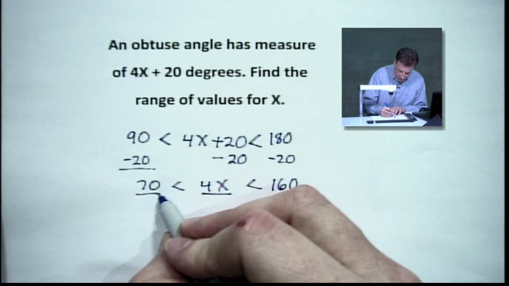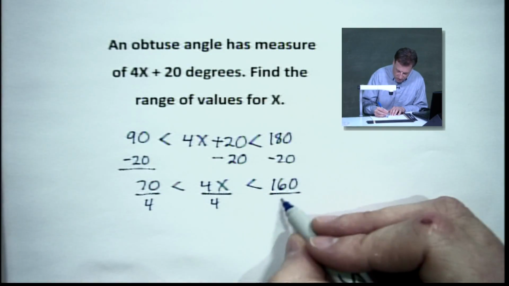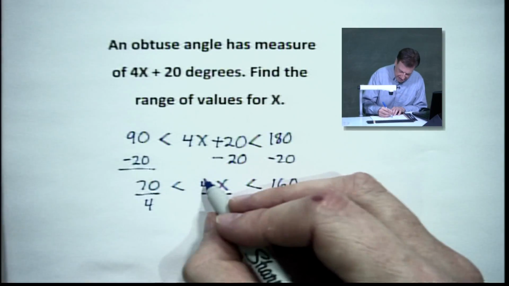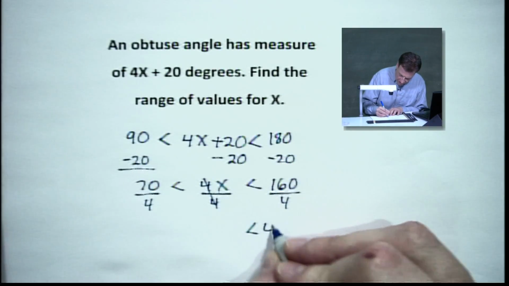We're going to divide 4 into 70. We're going to divide 4 into 160. And of course, we're going to take it right through the middle and say goodbye to the middle. We got x by itself. Now, I can do 160 divided by 4 pretty easily. That's going to be 40. So that's my upper bound.